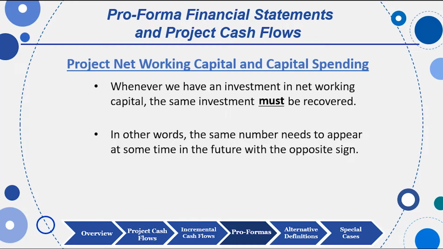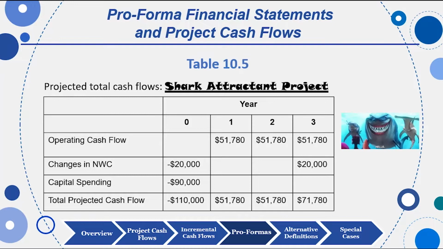So we need to put in these, hopefully the same number in our estimates with the opposite sign. Here you see your OCF, 51,780, 51,780, 51,780. You see your change in net working capital, which is $20,000 today I need to put up to get this project going, and I get that $20,000 back at the end of year 3. Finally, I need to note my capital spending of $90,000 out today with no salvage value.